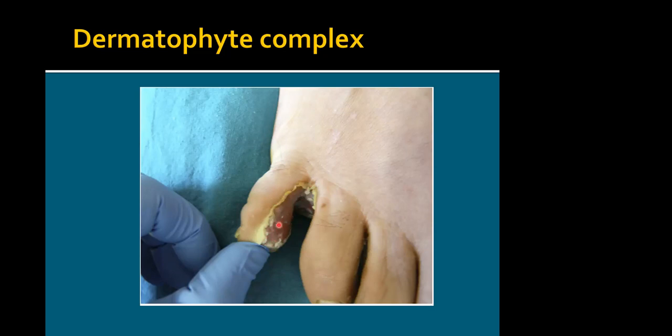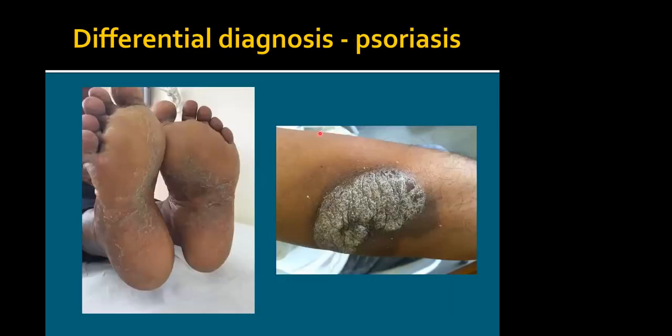Sometimes it can be even more extensive than this. It can be very weepy. You must always think of a superimposed Pseudomonas infection, and you do a pus swab, and then you give the appropriate antibiotics over and above the antifungals. So that's a concept called a dermatophyte complex.